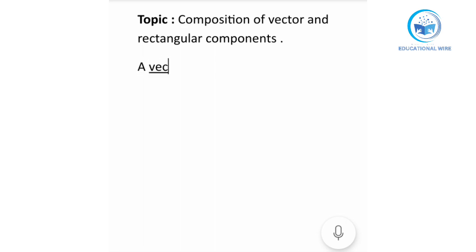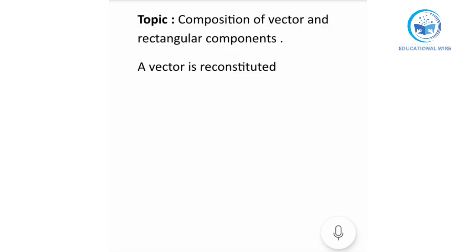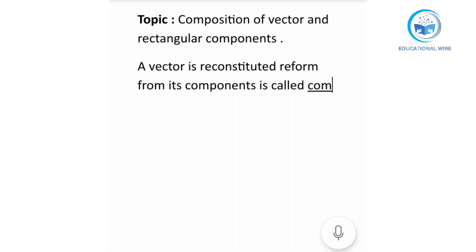So the definition is: a vector is reconstituted, or you can say reformed, from its components, is called composition of vector.